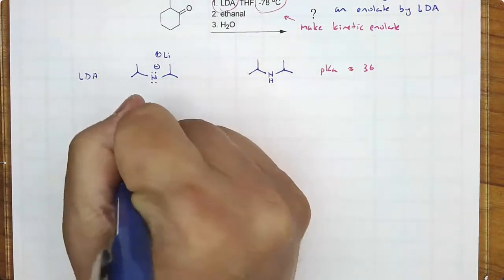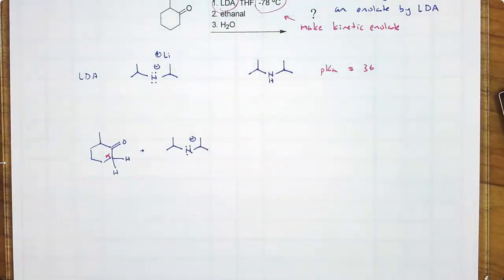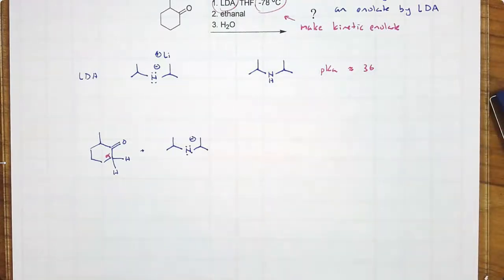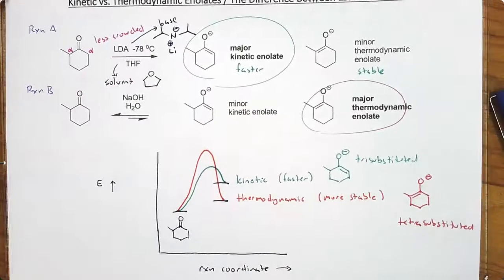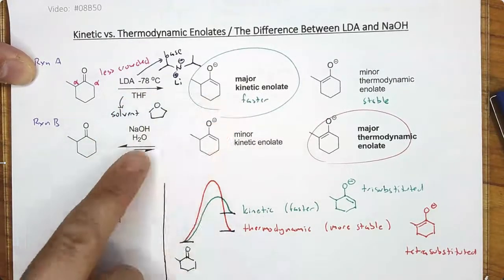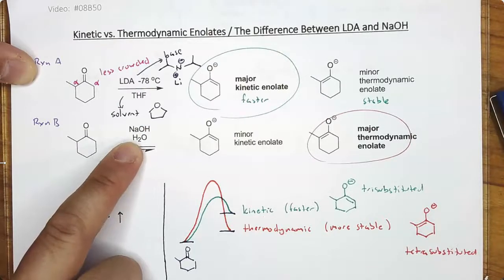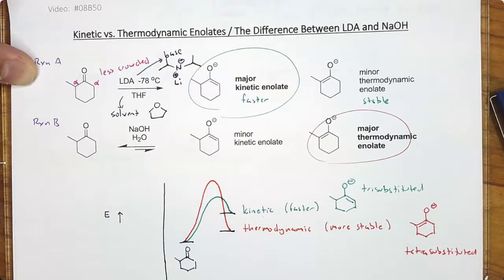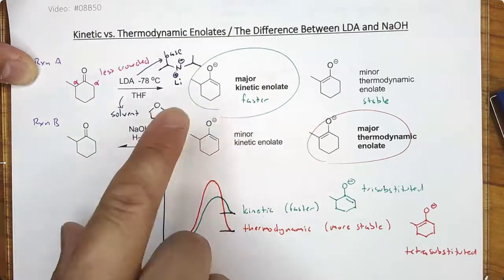Review if you're not quite sure what I was talking about when I discussed the kinetic enolate versus the thermodynamic. Let me find what video that was, just to remind you all. It was 08B50. Do you remember this discussion here? LDA, very low temperatures, kinetic, versus if we use the normal hydroxide base, we get the major thermodynamic, the more stable enolate. Okay, so that's a good reminder.